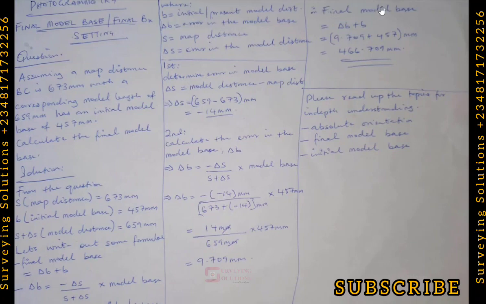Therefore, the final model base, which is change in B plus B, will now be what? Inputting this answer, 9.709, plus the model base that was given to us, 457 millimeters, you should arrive at 466.709 millimeters as the final model base of this particular model, right? Good. Comparing with what? The map distance of that particular line.